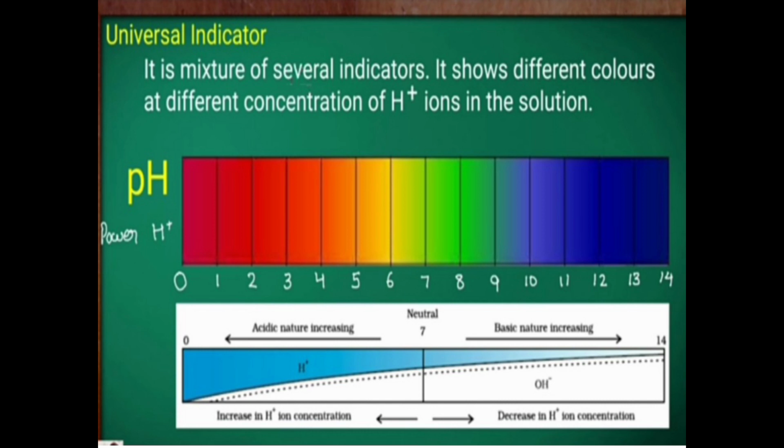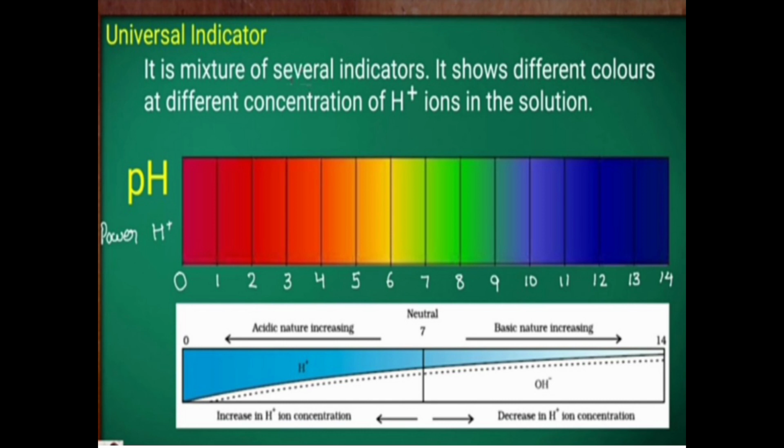Now, we know how acid-base indicators can be used to distinguish between an acid and a base. We use acid-base indicators to find whether a substance is an acid or a base. And we also have learned that dilution decreases the concentration of H plus and OH minus ions in the solution.